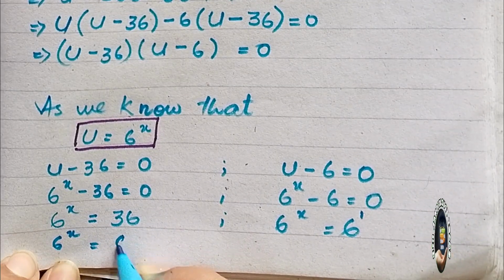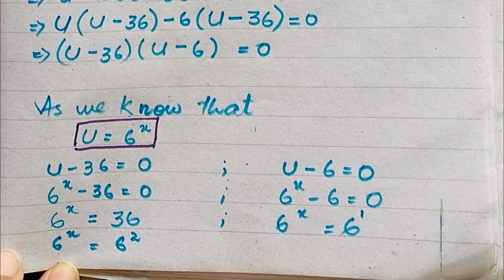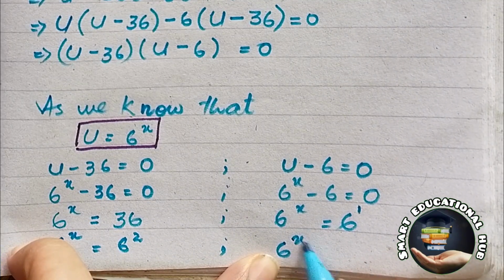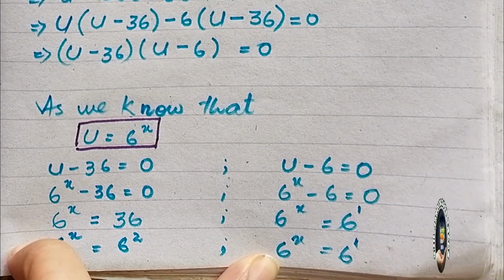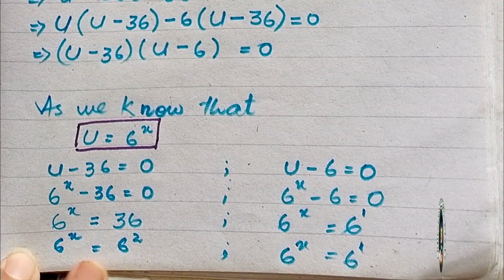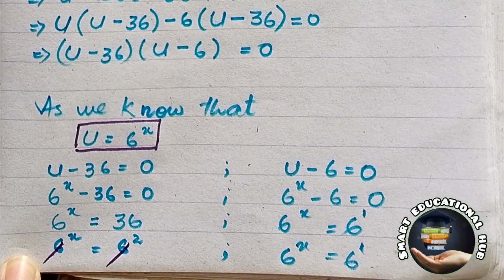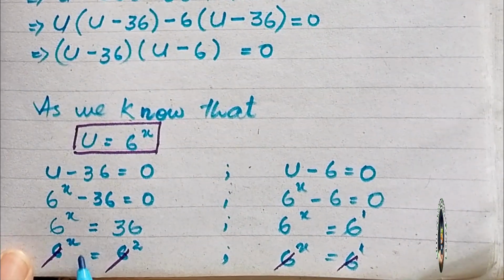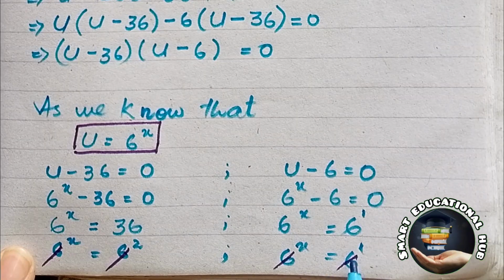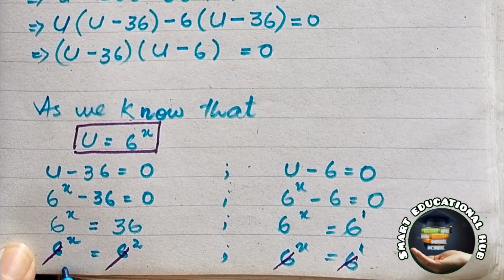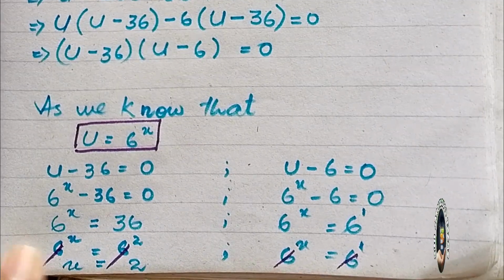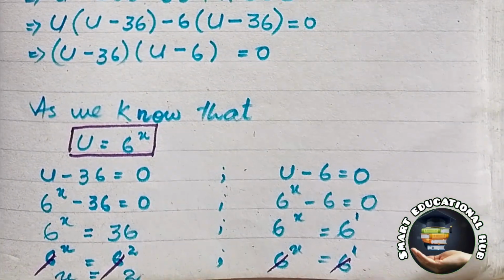So 6 to the power x equals to 6 to the power 2, because 6 times 6 is 36. So 6 to the power x equals to 6 to the power 1. When the bases are same, they will be cancelled out, and we will find the value of x from this equation, right? So x equals to 2 and x equals to 1.